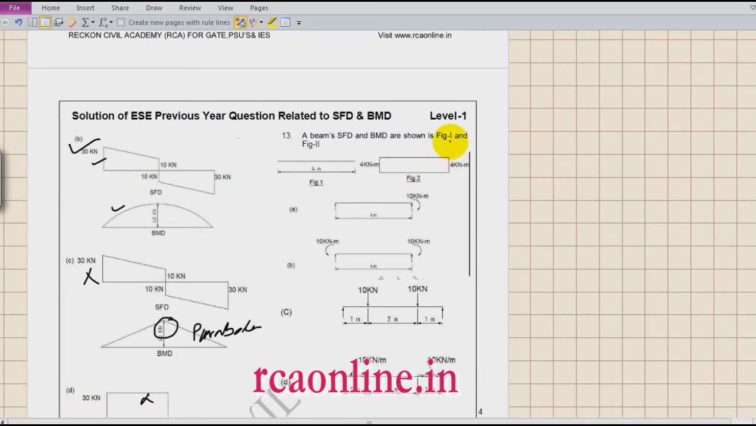Now see the SFD and BMD. I have been given the SFD. This is my SFD and this is my BMD. Clear? And we have to find the loading. So just by seeing the options, I can say this cannot be the answer and this cannot be the answer, because I have point load and SFD is 0 everywhere. This cannot be the answer again, because there is only one couple. Is it okay? But I have here two couples. Clear? So what option do I have? I have only option number B.